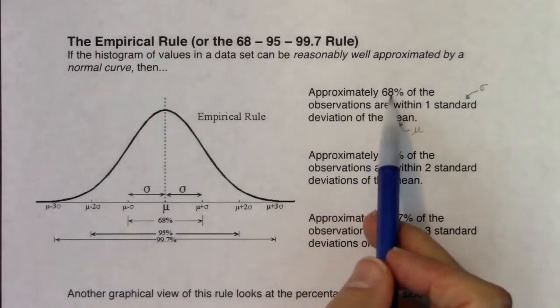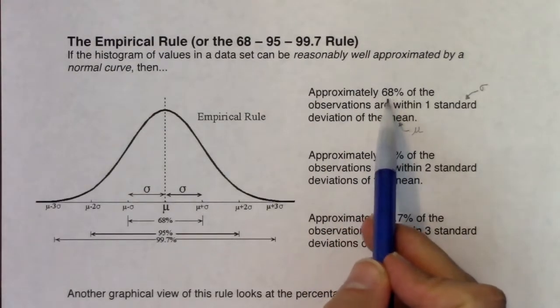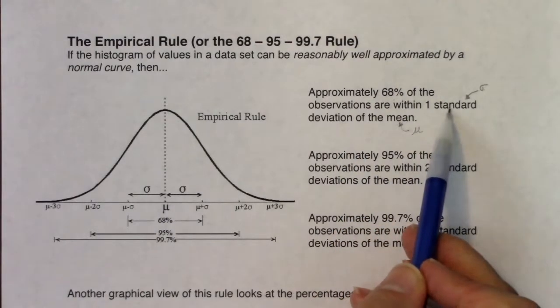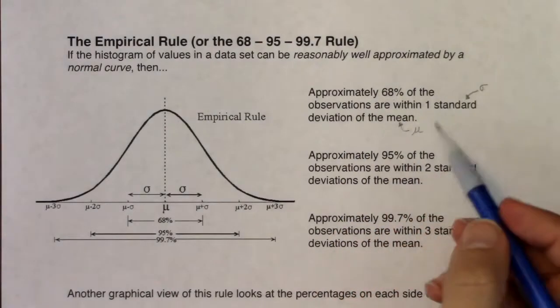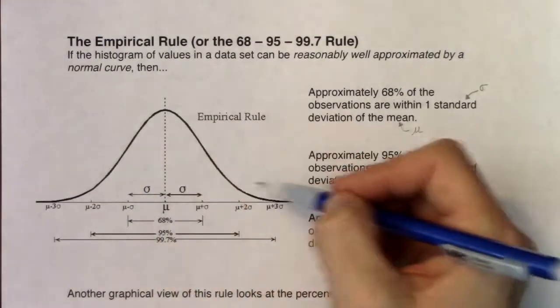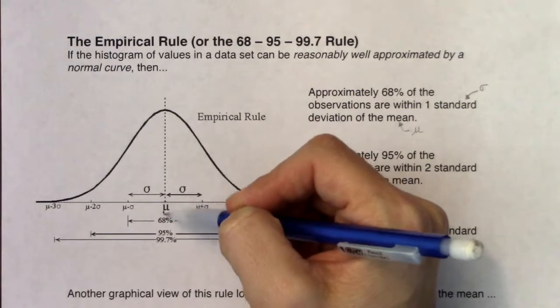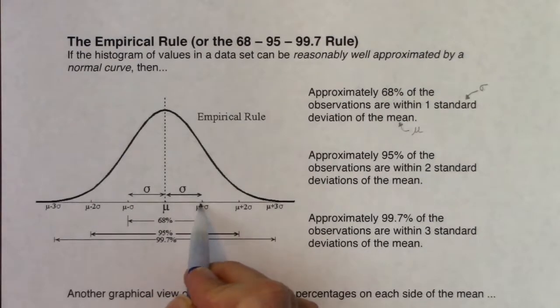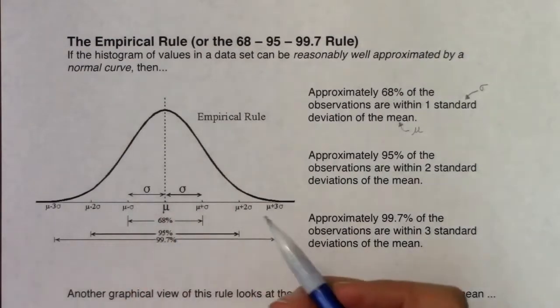So let's think about what this is saying. It's saying 68% of the data, or 68% of your observations, are within one standard deviation of the mean. That means it's either one above or one below the mean. So if you look at your bell curve, we know that the mean falls right below that peak. What it's saying is, from this mean, I could go up a deviation or down a deviation.